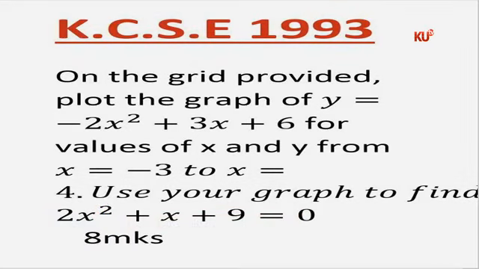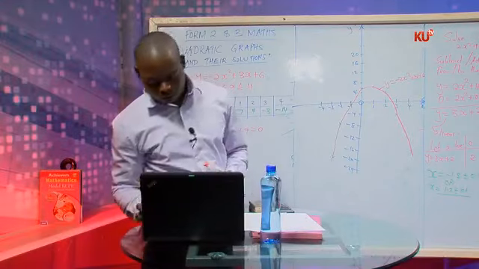We are told to use the graph to solve -2x squared plus 3x plus 6 is equal to 0, or simply solve -2x squared minus x plus 9 is equal to 0. That is what you are using to solve.